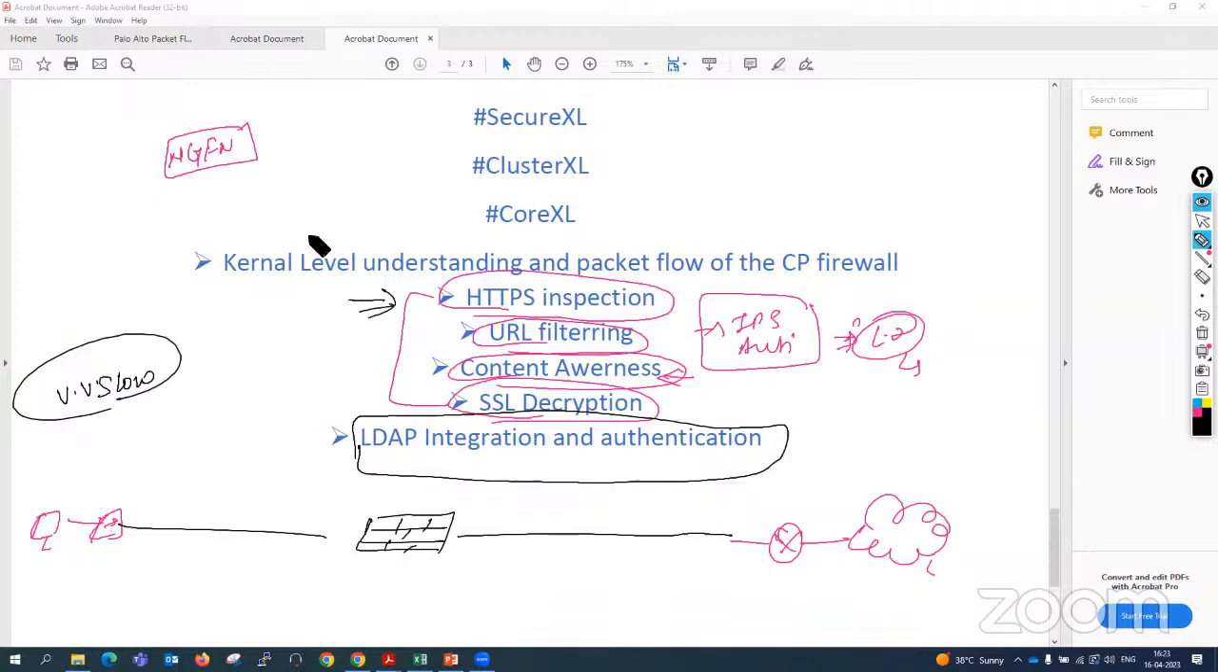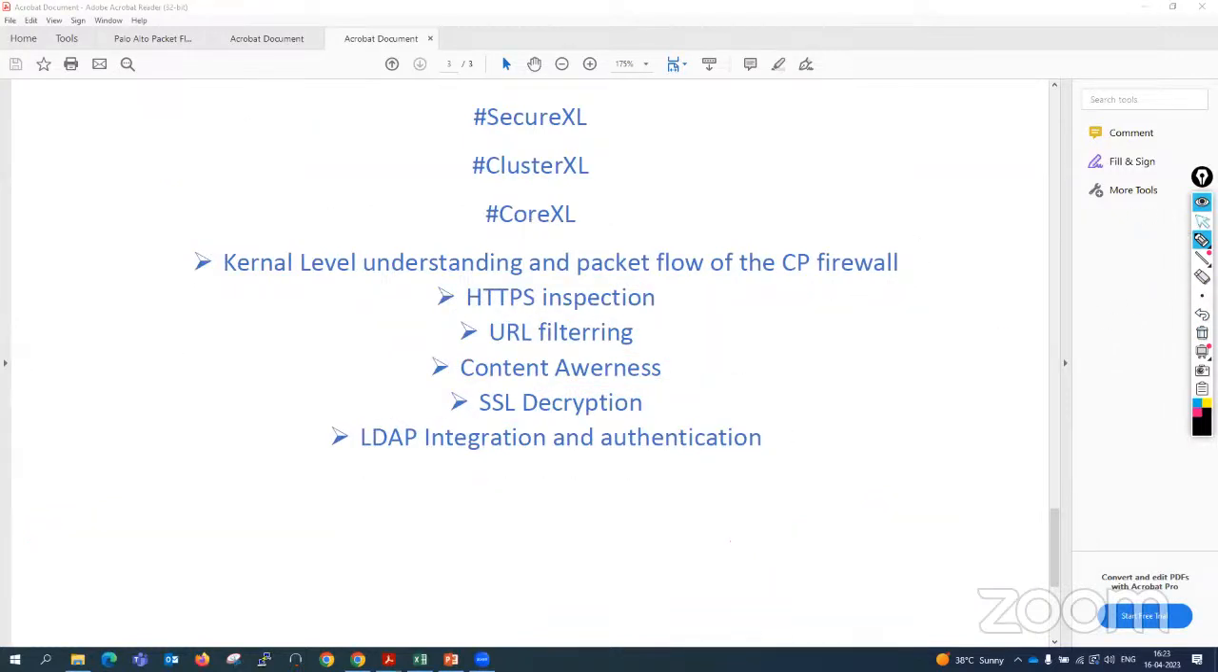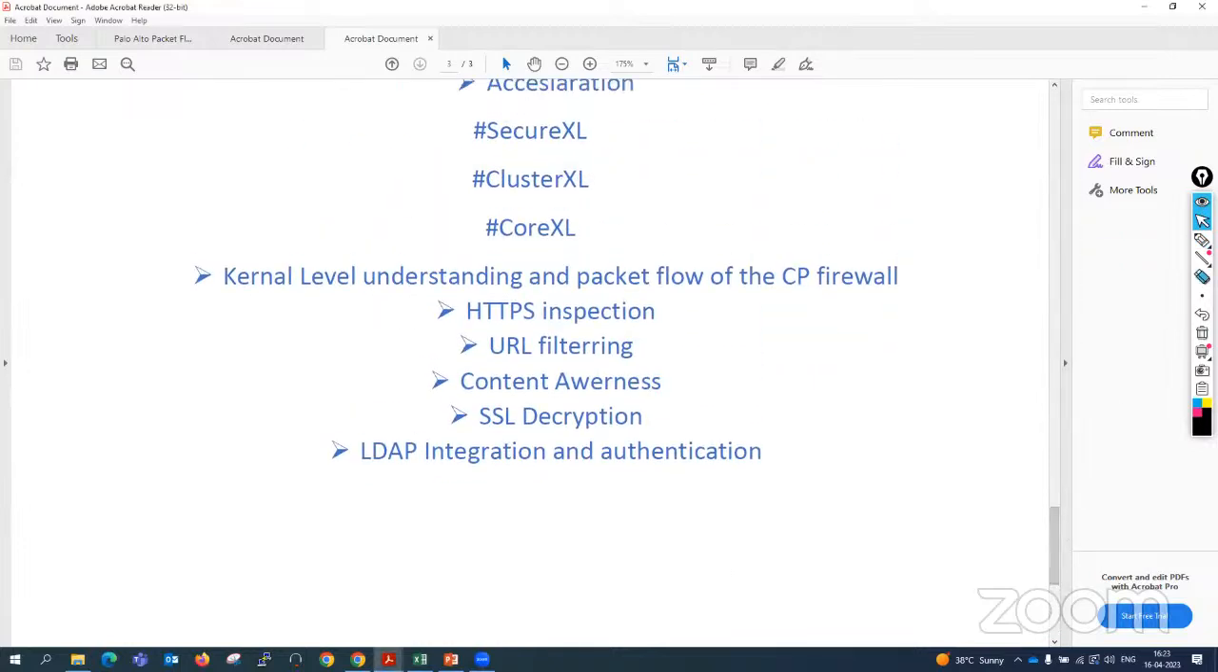Similarly, some kernel level understanding and the packet flow of the firewall. I'll be teaching you how the Checkpoint kernel is designed, right? What are the basic benefits of that kernel design? What functionality does the Checkpoint kernel provide?